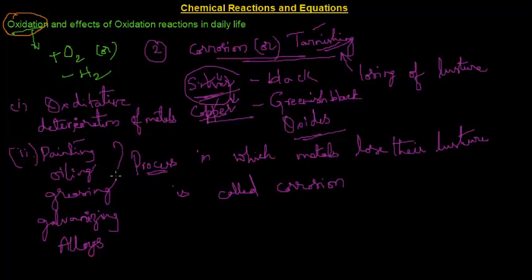Why are we doing all these? To protect the metals from corrosion. Why are we required to prevent corrosion? The material quality gets deteriorated and the functioning of that metal will not be possible properly. So, we have to protect our metals from getting deteriorated due to oxidation.